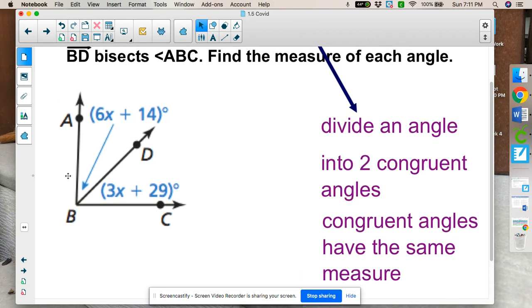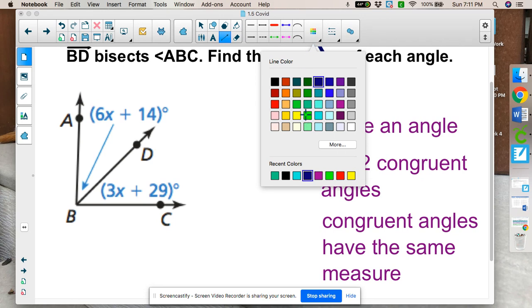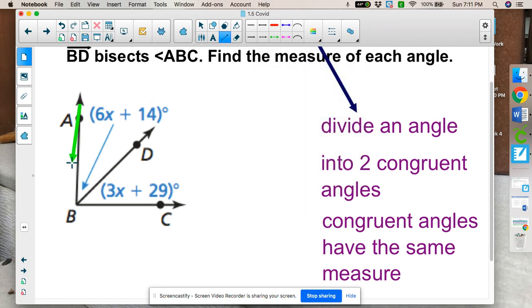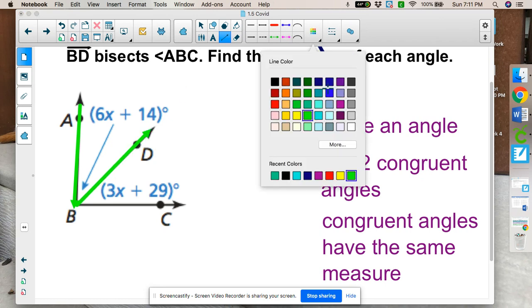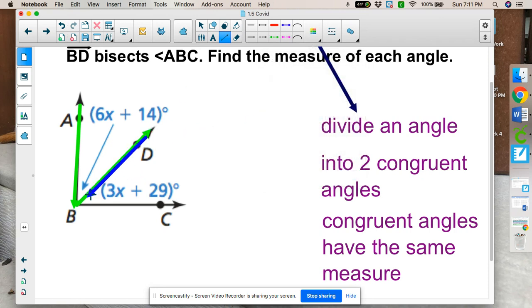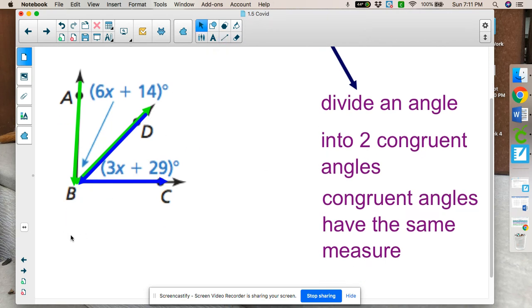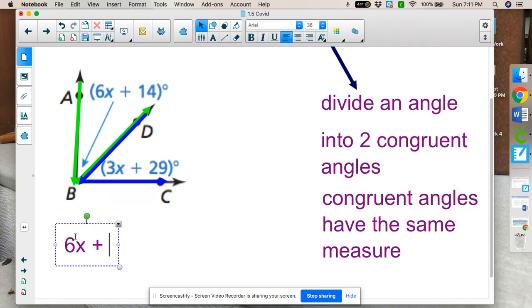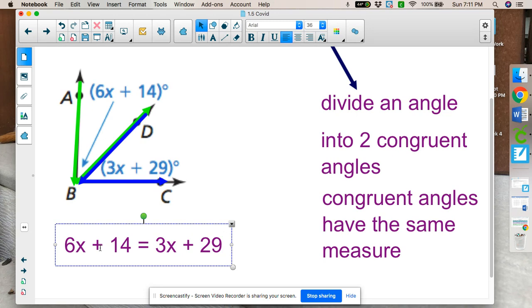So if I know that something bisects, it divides it into two congruent angles, then what I'm left with is two smaller pieces that are the exact same length, or the exact same measure. See, I'm still stuck on segments. So this angle right here, green angle, and blue angle would have to be the same. So my only option then is setting them equal to each other versus adding them together and setting them equal to something else. So 6x plus 14 is equal to 3x plus 29.